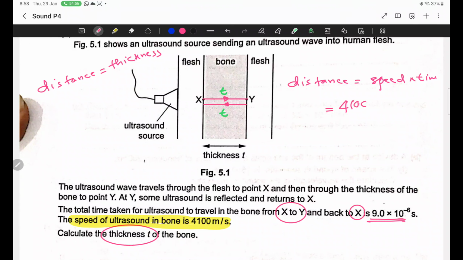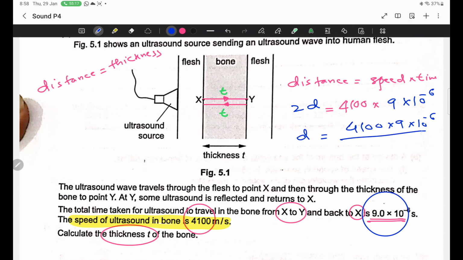Speed of ultrasound is 4100. We will use 2D, and our time is 9 exponent minus 6. So if you calculate the distance covered by ultrasound, this distance will be the thickness. I think by using a calculator, you can calculate the distance. So in this 1 hour class, I have completed sound waves at a very fast pace.